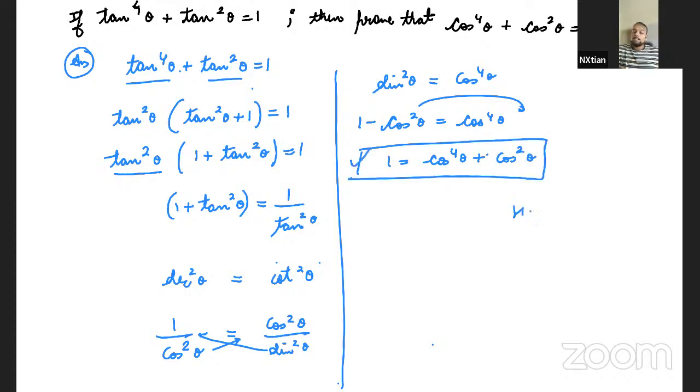Okay, now listen, guys. What I did. See, now this is the question, right? The question is saying if tan 4 theta plus tan square theta is equal to 1, then we have to prove this. What we have to prove? Cos 4 theta plus cos square theta is also equal to 1.